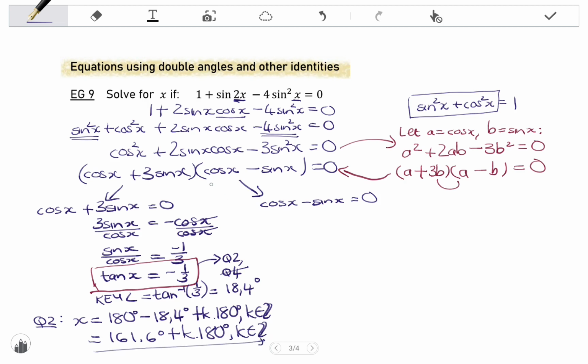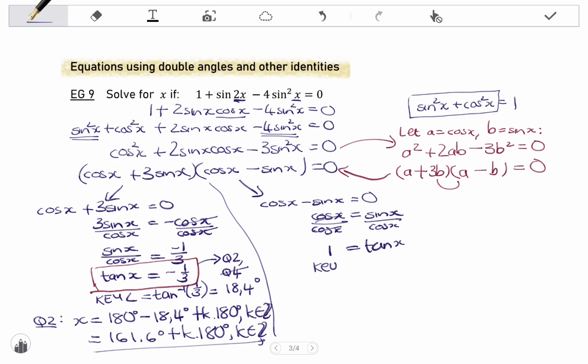Looking at the second factor that I had here, again I've got an equation with cos and sine. I cannot factorize, so I try to use the quotient identity. So I want cos and sine on opposite sides of the equal sign. So I'm going to add sine x. Then I have to divide by cos x. You're always dividing by cos x because you want the sine x over the cos x. This cancels to give us 1, and we have tan x from the quotient identity.